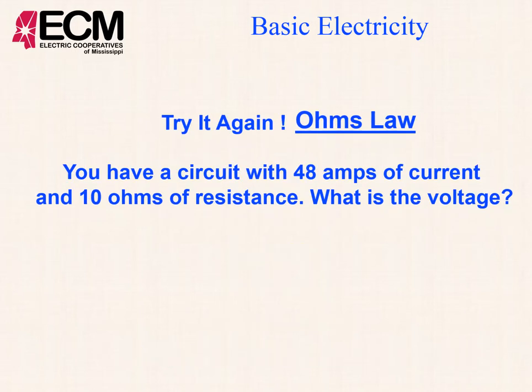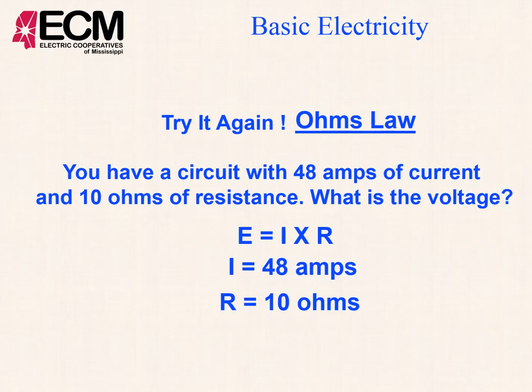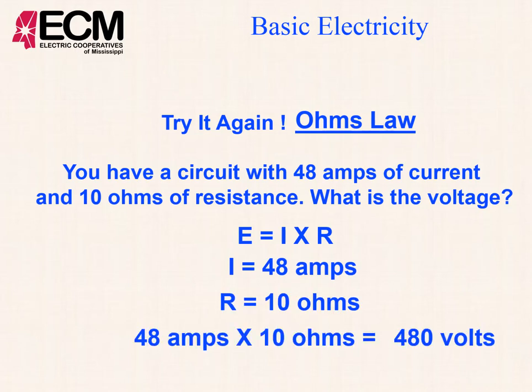Here's another one. You have a circuit with 48 amps of current and 10 ohms of resistance. What is the voltage? We'll just do the math again. We have the voltage, which is what we're looking for, and we're going to take the current and multiply it by the resistance. We're going to take our 48 amps, multiply it by our 10 ohms, and we're going to get 480 volts. Don't know that you'll use that very much out in the field. We're going to use that information and knowledge to help us understand some other stuff that we will use, but definitely it helps us understand what's going on out there on the line.